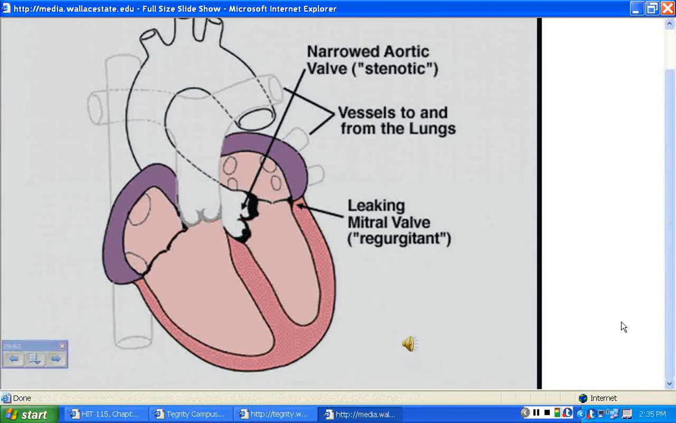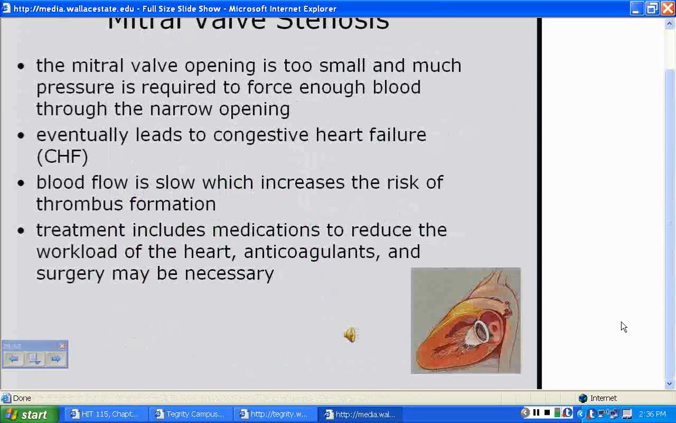And what they're showing here is that there is a leaky mitral valve that allows the blood to kind of flow backwards. Let me get it to the left atrium again. And then when the left ventricle contracts, the blood comes back into the left atrium. And there's also a narrowed aortic valve that right there, it's really hard for the blood to push through because there's narrowing there. Mitral valve stenosis.